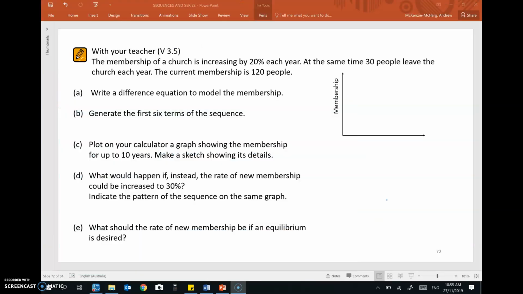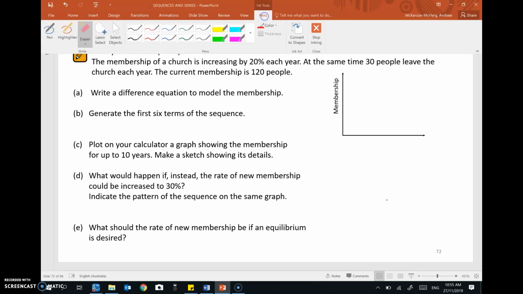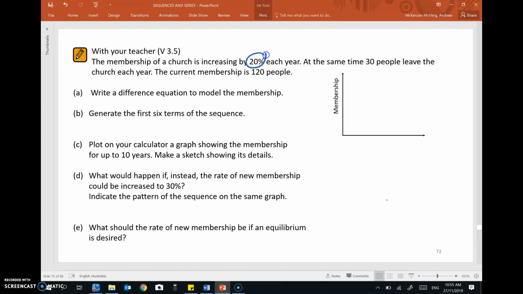Okay, so this church has a membership of 120 people. It increases by 20% each year, so that percentage increase will be 120% of the previous year, which we convert to a decimal. So we take the current term and multiply it by that to get to the next term. Now we have 30 people who are leaving, so we're going to subtract 30 as well.